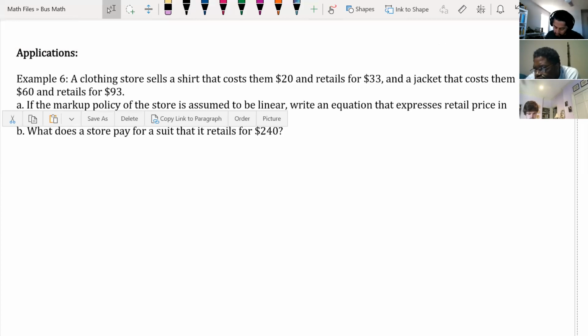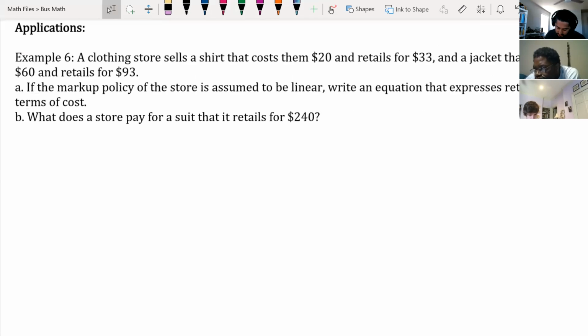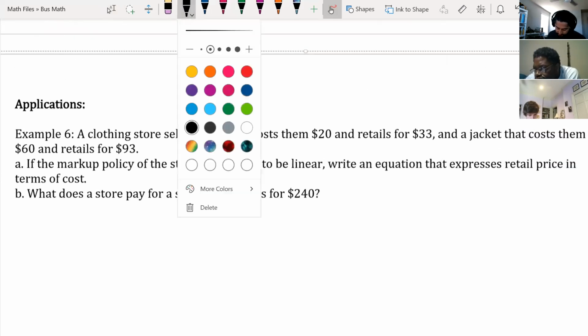Let me zoom in more, just a little bit. There we go. Bring it down. Okay.